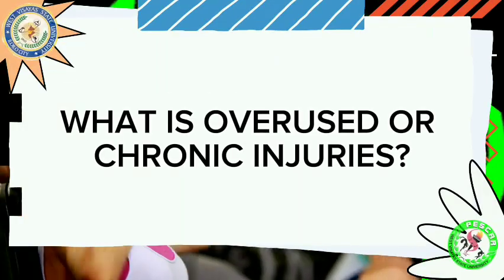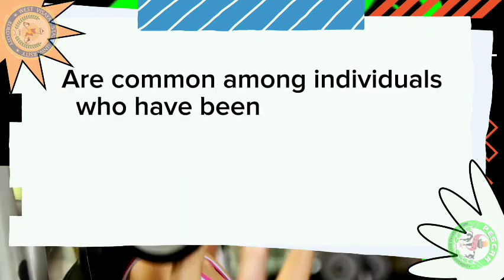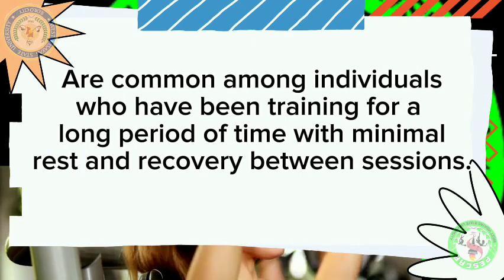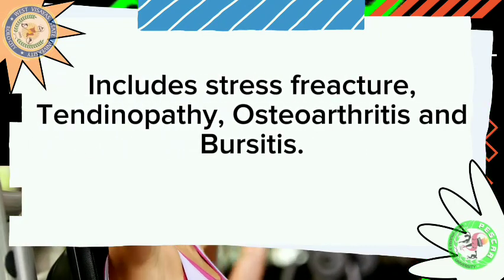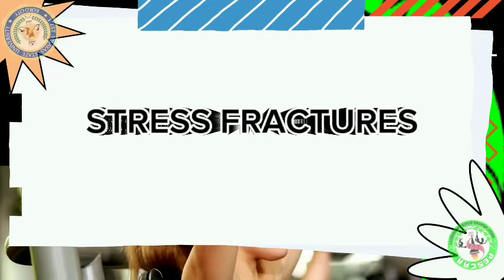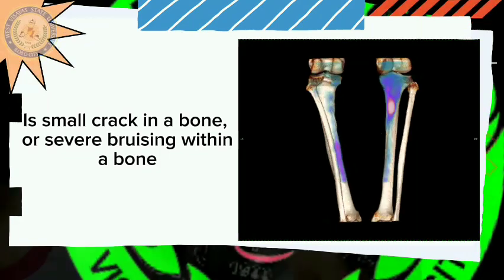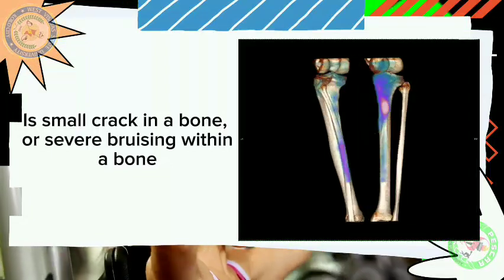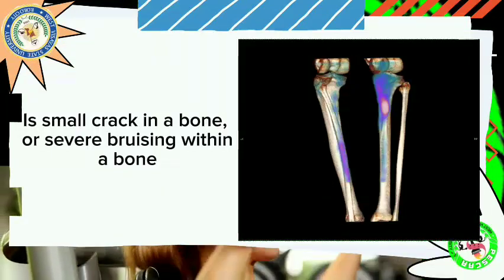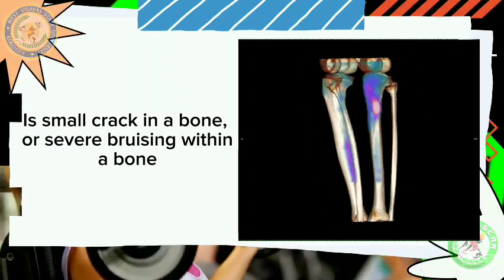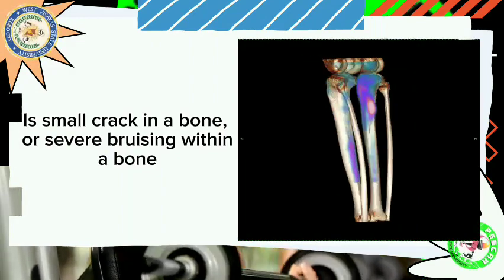What are overuse or chronic injuries? They are common among individuals who have been training for a long period of time with minimal rest and recovery between sessions. They include stress fractures, tendinopathy, osteoarthritis, and bursitis. A stress fracture is a small crack in a bone or severe bruising within a bone. Most stress fractures are caused by repetitive activity, for example, runners and athletes who participate in running sports, such as soccer and basketball.